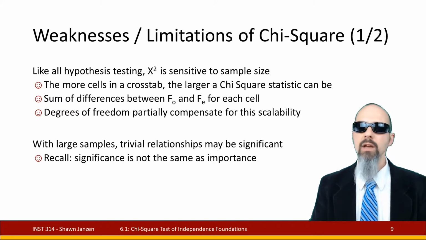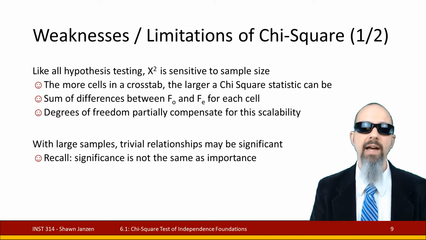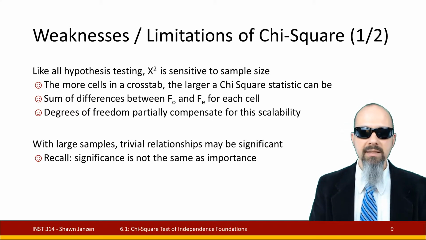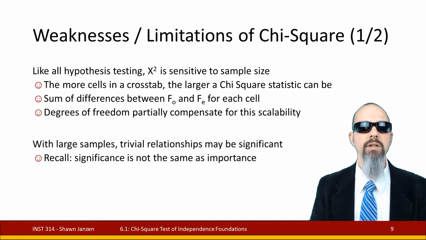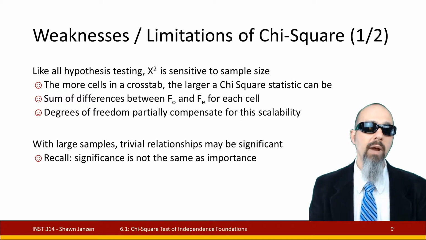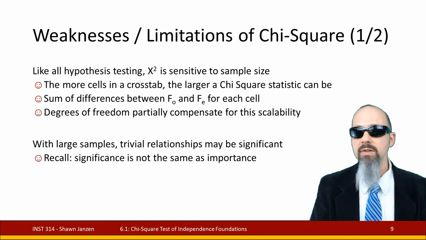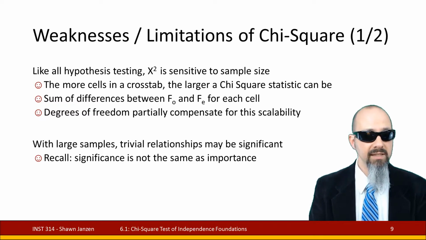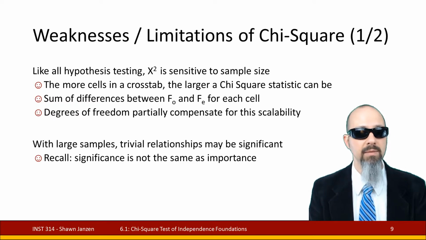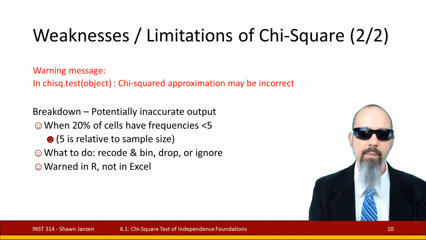Degrees of freedom control for this a little bit. As degrees of freedom increase, the critical values adjust accordingly, but it doesn't take care of it completely. So the larger your table, the more likely you might be able to find a large chi-square value. Also keep in mind that with large samples, even these trivial relationships can become significant. And statistical significance is not the same as importance, which you may hear me call substantive significance.